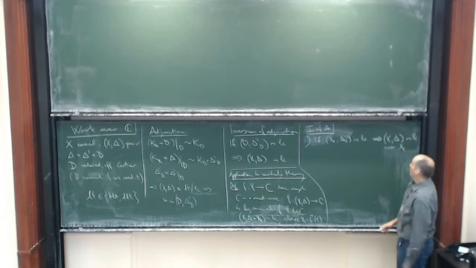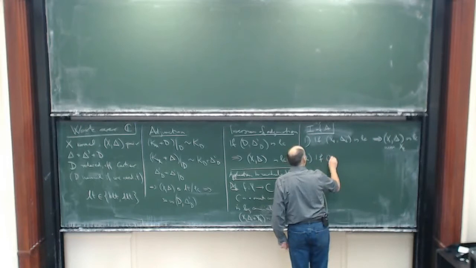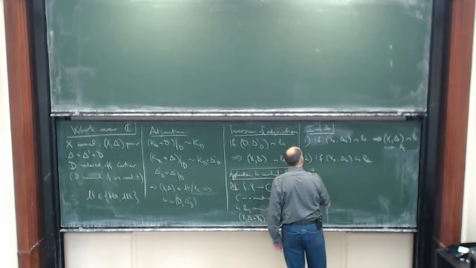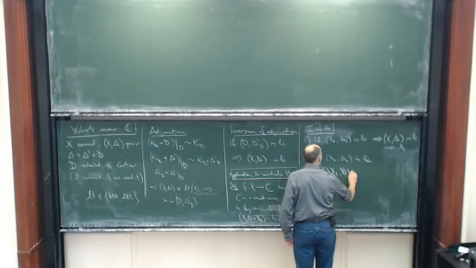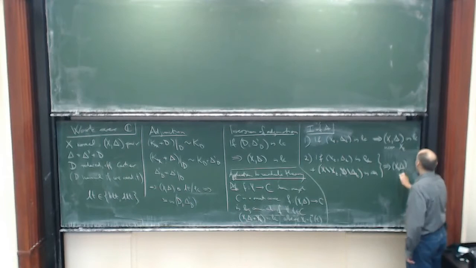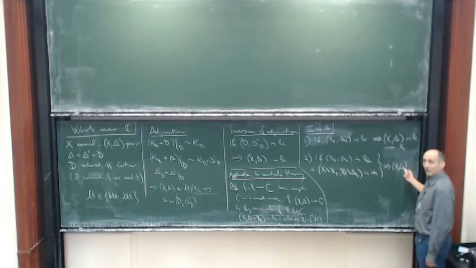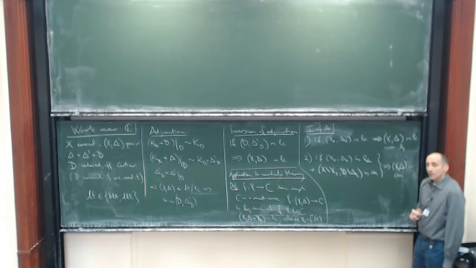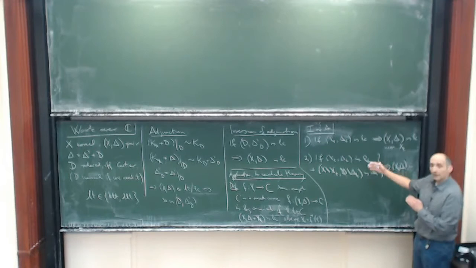And the second statement is that if I have this condition, but in addition I have that the complement is actually canonical, then, well, of course, by this it will imply that this is log canonical, but it's actually more that this is canonical. So if you assume that the general fiber is nice and the special fiber is log canonical, then the total space will actually be one better. It will be canonical, okay?